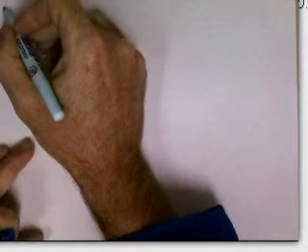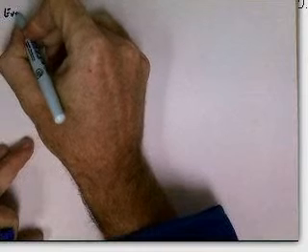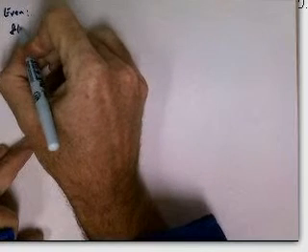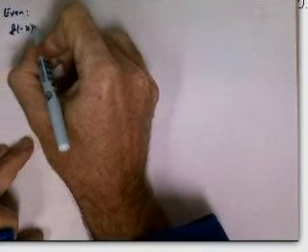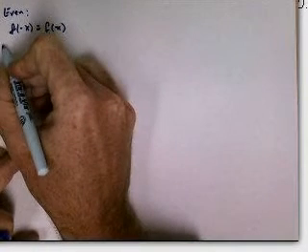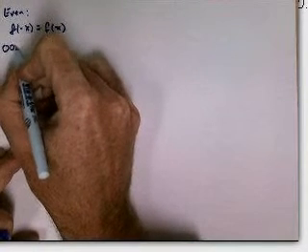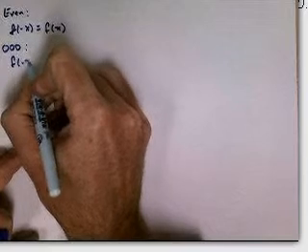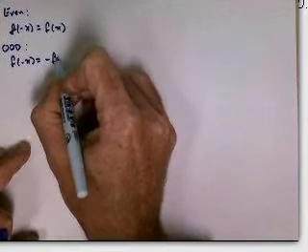Alright, we want to talk about even and odd functions, particularly about the evenness and oddness of sine and cosine. Let me remind you that a function is defined as even if f of minus x is always equal to f of x for every x. Likewise, the function is odd if f of minus x is always equal to minus f of x.